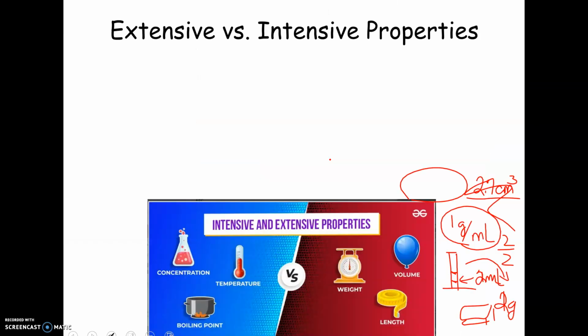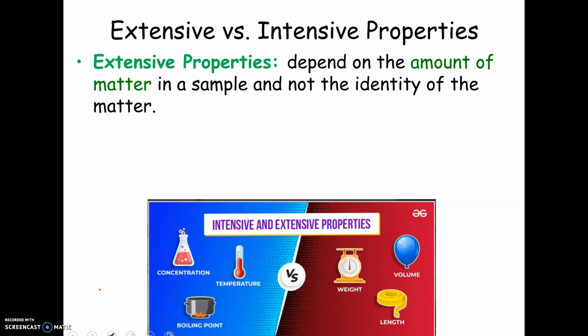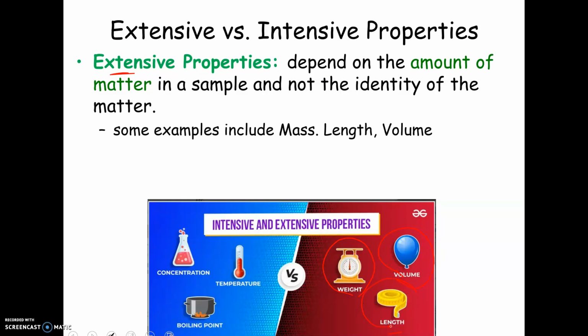Okay, so we can describe the properties of matter as intensive or extensive. Extensive properties depend specifically on the amount of matter in the sample. So really we're just describing how much you have. It doesn't really tell you anything about the matter itself. Think of external properties: how much it weighs, or its mass, its volume, its length. These would all be examples of extensive properties.